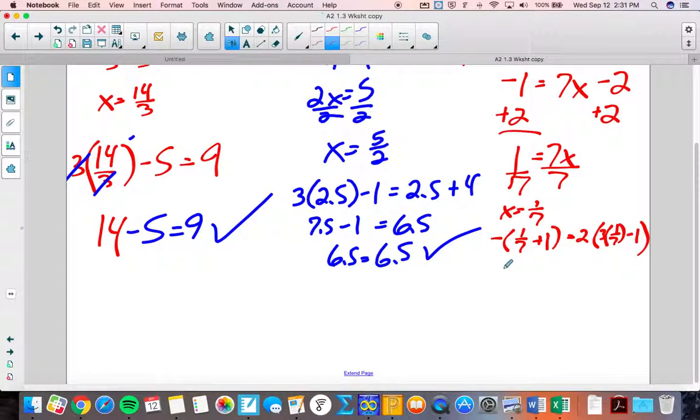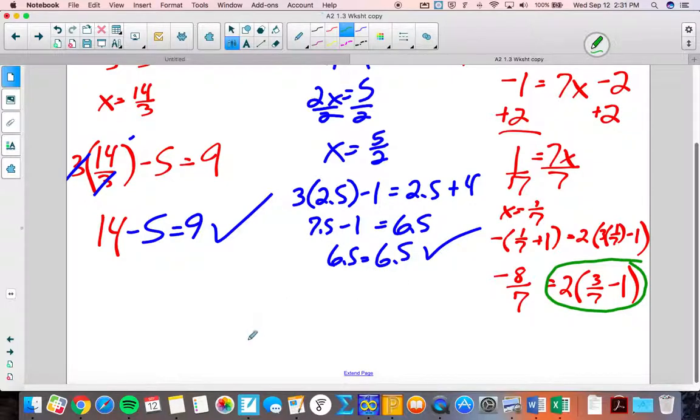So here we get 1 1/7, or 8/7. And then we have to do the opposite of that. So that's what I get on the left side. On the right side, 3 times 1/7 is 3/7. We have to take 1 away from that. I'm going to do that work off to the side a little bit.